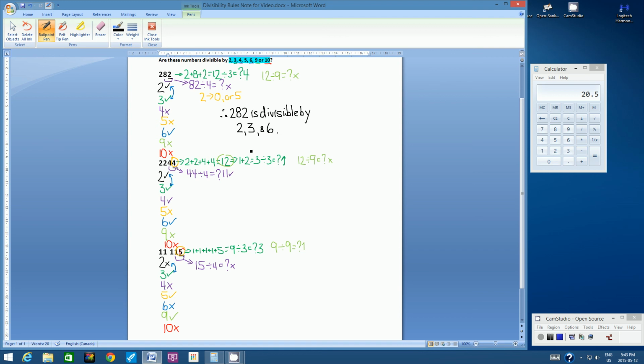Okay, so hopefully you've got the rules down. You've got them in your own words. You just need to memorize them. And you can continue on part 2, the practice section, on your divisibility rules note.